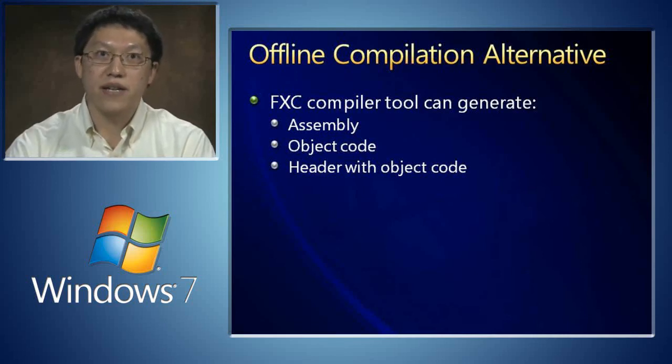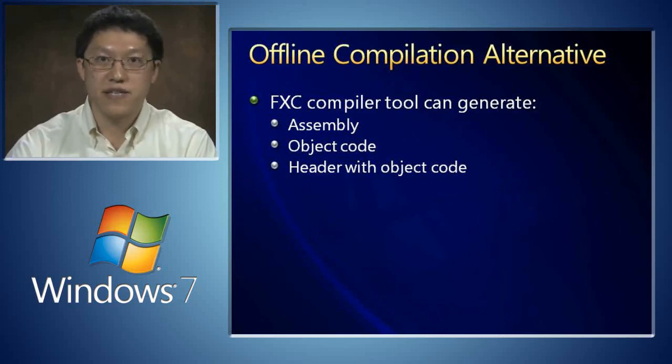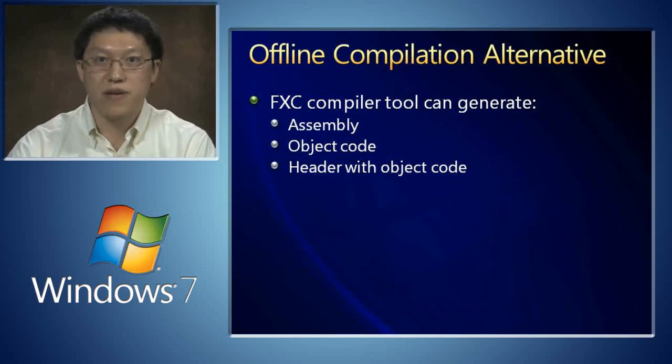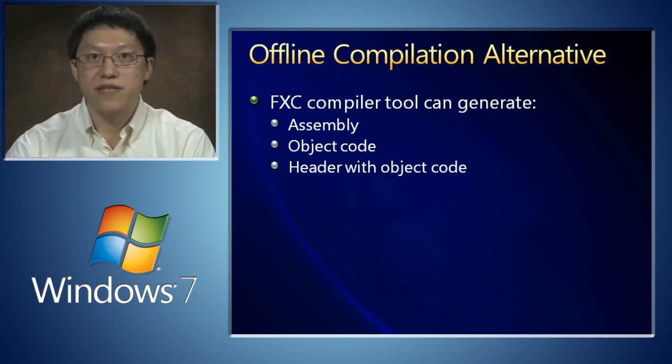There's an alternative way of compiling a shader, and this is using the FXC compiler tool. This is handy if you want to, say, check the shader without running the app, if you have a formal compilation process, or you're just building the final version of the code. So the FXC compiler can generate the assembly, the object code, or even a header with the object code embedded.